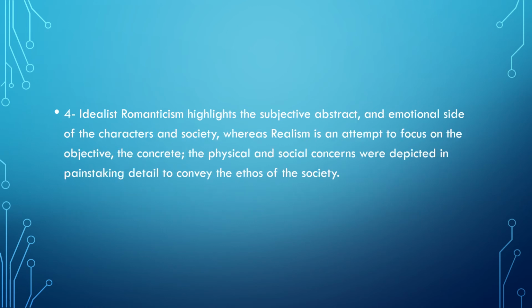Number 4, idealist romanticism highlights the subjective, abstract, and emotional side of the characters and society, whereas realism is an attempt to focus on the objective, the concrete. The physical and social concerns were depicted in painstaking detail to convey the ethos of the society. Again, the themes, the ideas, the theories that are presented in romanticism are so subjective and abstract. They cannot really be applied in this life, in this world. They are so individualistic.